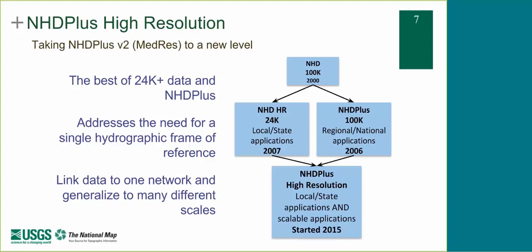At the same time that was going on, a separate group was working on adding additional functionality to the network and additional network navigation capabilities and a set of attributes that we call value-added attributes. So what we're doing now is we're bringing those two lines back together so that we can go forward as a community using a single hydrographic framework. But this new framework will have the ability to generalize to many different scales. So next slide, please.